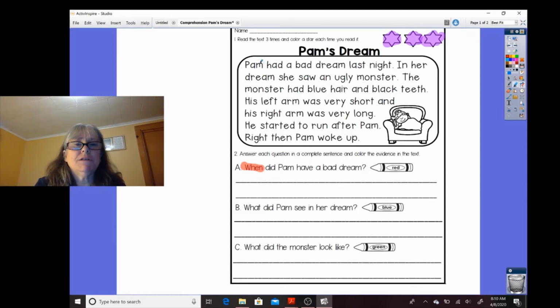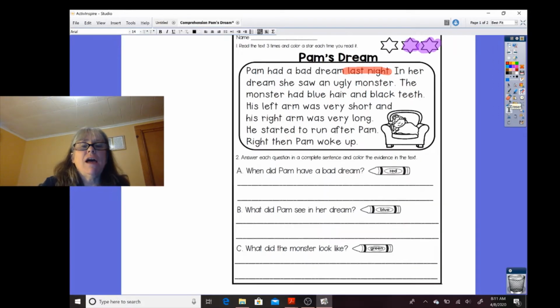So let's go back into the text and see if we can find it. Pam had a bad dream last night. Does that tell us when? Does it have a time? It does. It says last night. So we're going to come down here and write it, but it says answer each question in a complete sentence. Last night is not a complete sentence. A complete sentence needs an action word, it needs a subject. So let's see. I'm going to say Pam, and I can get this information from right here.